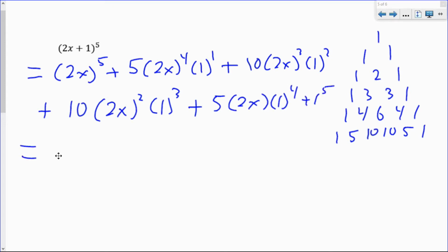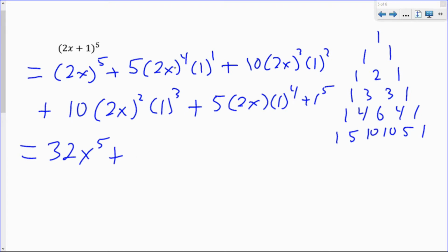Notice Pascal's triangle has exactly the right number of coefficients that we need if we're going to take 2x with the exponent 5 and count it all the way down until it's gone. The last step is to simplify. Be careful here. (2x) to the power of 5 is 2x times 2x times 2x, 5 times, or 2 to the power of 5, x to the power of 5. It's 32x to the power of 5.